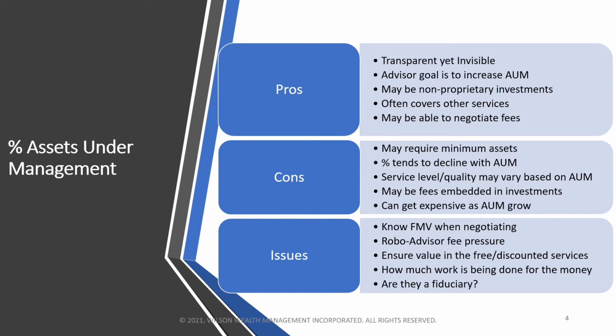Another advantage, I think, of this model is that the goal of the advisor is to increase the assets under management. So they prosper if you prosper. If your wealth is $1 million and they can come up with an investment program that gets you to $2 million in 5 years, suddenly they're making twice as much revenue off you for the same service. So there is that connection between the advisor and the client as far as their goals of increasing your wealth.